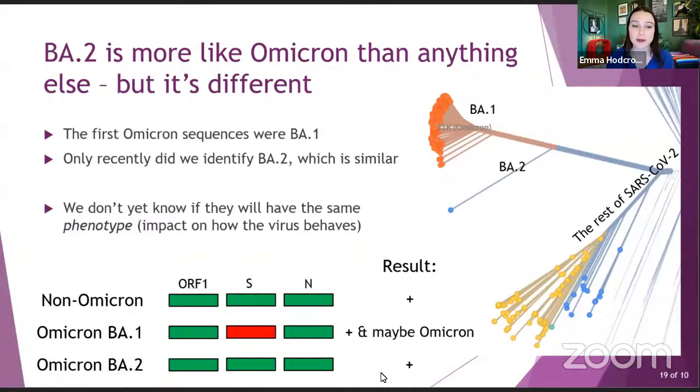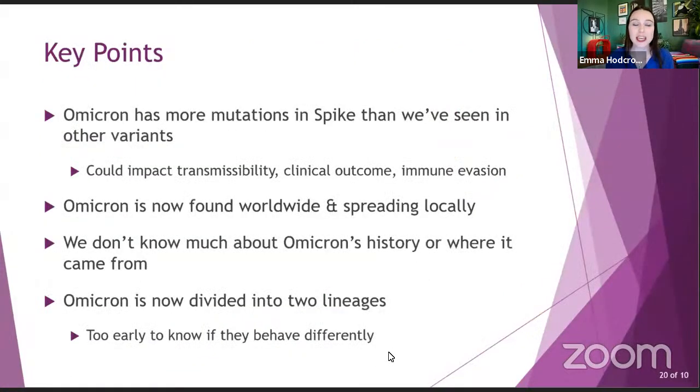We would have to sequence BA.2 or use other testing methods to determine that it was Omicron. So to finish, the key points of what we can see right now is that Omicron has many more mutations than we've seen in other variants, and they could impact how the variant spreads, the clinical outcome, and how much it can get around our immunity.